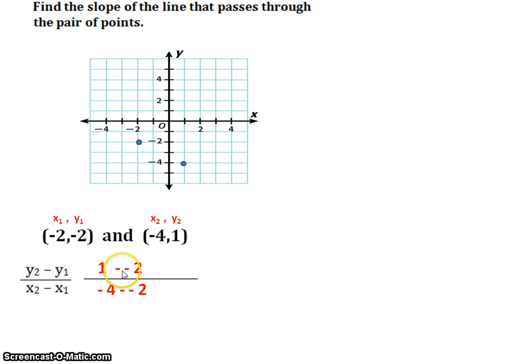Now I'm going to take away a negative, so I can perform my kung fu math in the numerator and the denominator. In the numerator, I've got 1 plus 2, which comes out to be 3. In the denominator, I've got -4 plus 2, which would come out to be -2. So the slope of this line is 3 over -2.